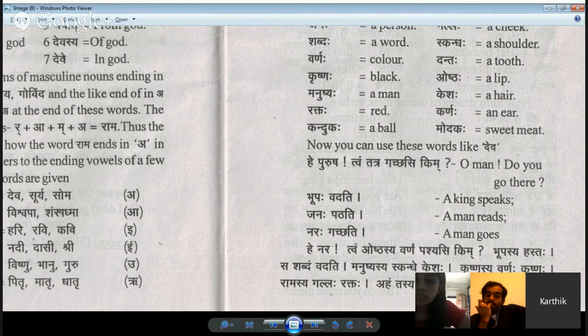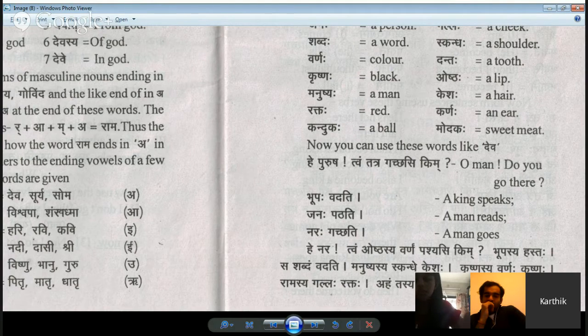Okay. If the other word had been an object, it would have been in Dvitiya Vibhakti. But here there is no object. It is just asti, and you are equating Krishnasya varnaha, Krishna's color, equal to black. So it's kind of an equation sentence. That's why both are in Prathama Vibhakti. Okay. Then next, Ramasya gallaha raktaha means same format. Rama's cheek is red. Ramasya gallaha raktaha.